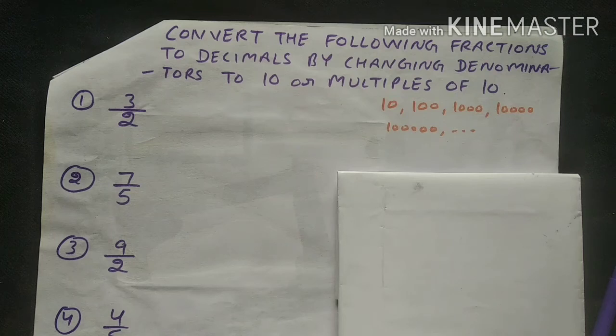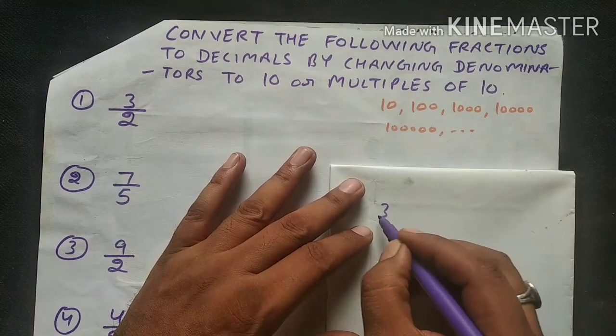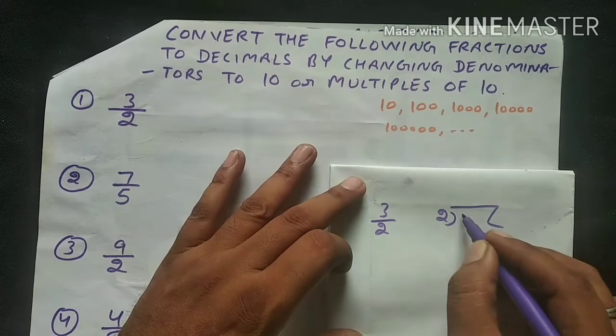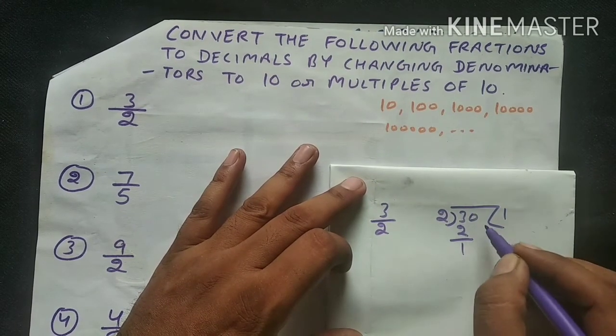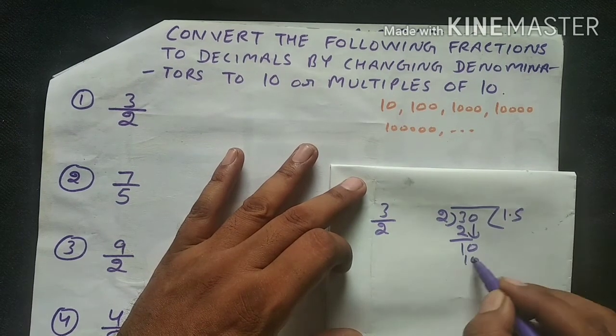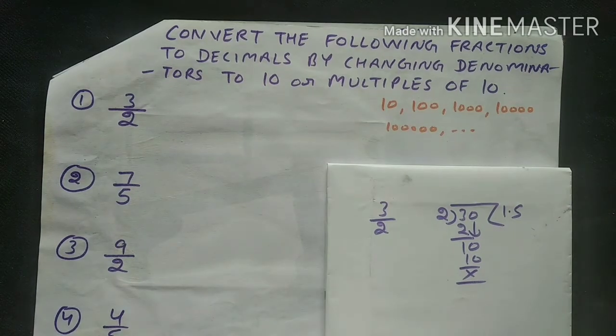In the earlier questions we solved these sums by actual division, just like this. 3 divided by 2: 2 ones are 2, and 1 remains. I write 0, so there is a decimal, and 10 divided by 2 is 5. This is the answer 1.5. But this method we have not to adopt here.